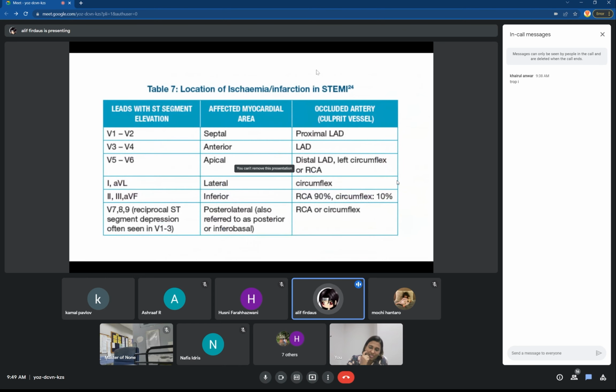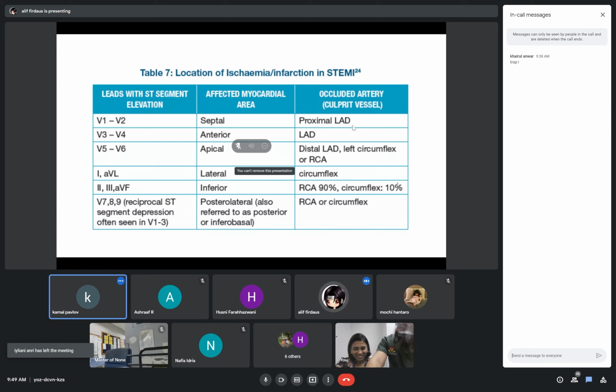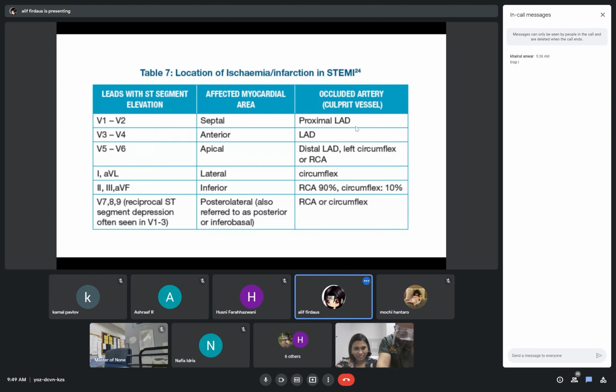So the other thing about the leads: for example, leads V1, V2, which affect the septal area, usually the occluded artery is the proximal left anterior descending artery.